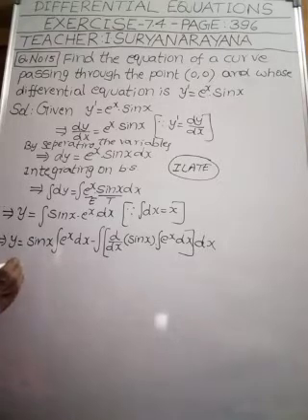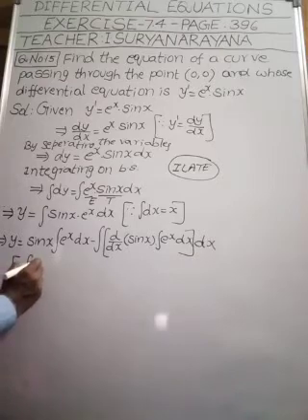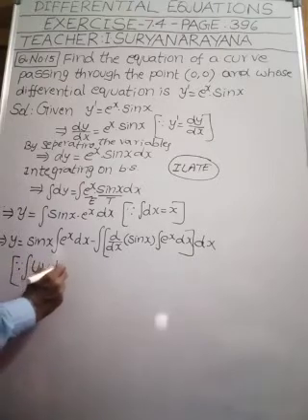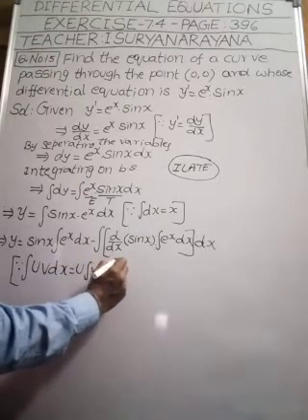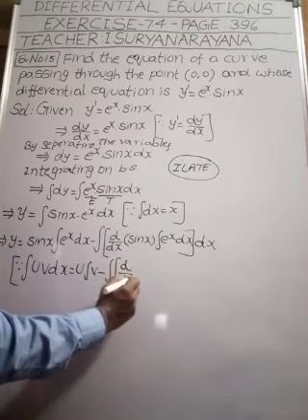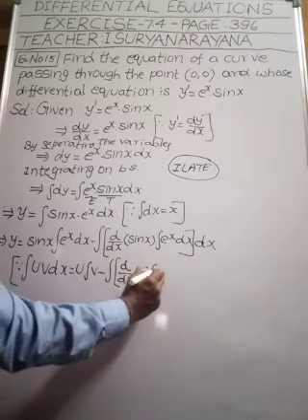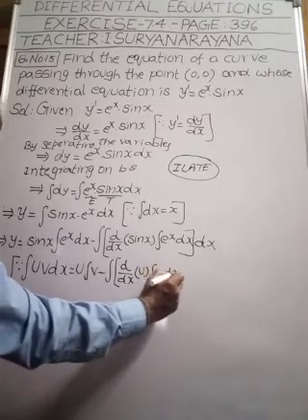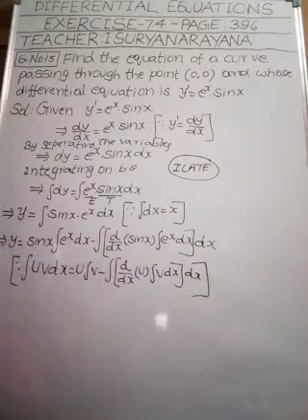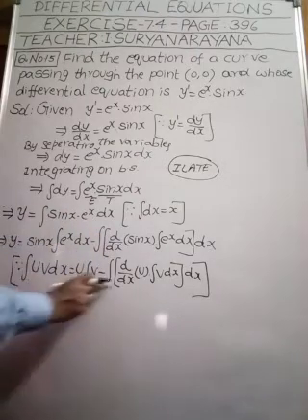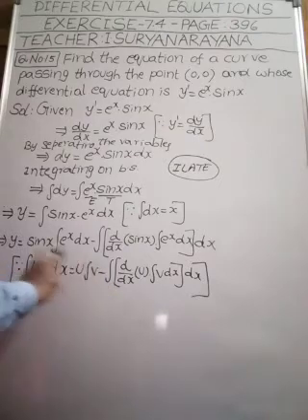Because integral uv dx is equal to u into integral v minus integral of d by dx of u into integral v, whole dx. Okay, my children, by using this integration by parts method, we are finding the integral of this function. Understood this step, my children? By using this method, we wrote this step.